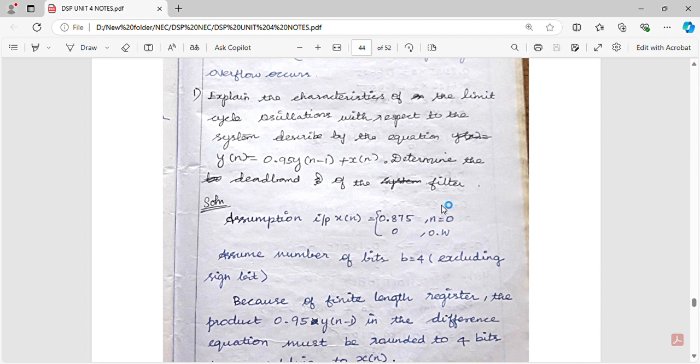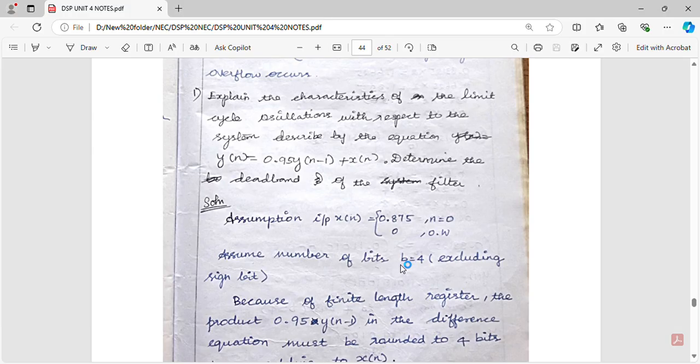So for this kind of problem, first we have to assume the value of input. If the input value x of n is given in the problem, you have to take that value as input. If it is not given, then you have to take the input as 0.875, that is x of n is equal to 0.875 for n is equal to 0, or 0 otherwise. Also, for the quantization, that is the number of bits, assume b is equal to 4. If it is not given, assume it as 4. If it is given, take that value.